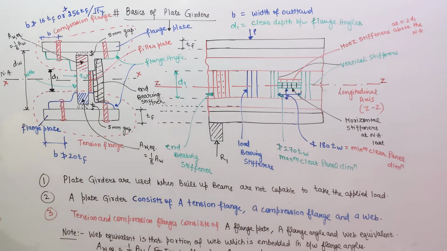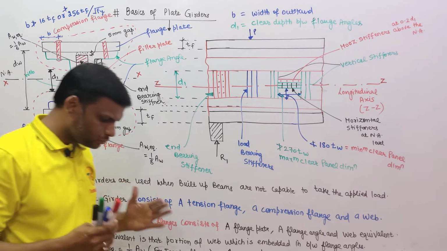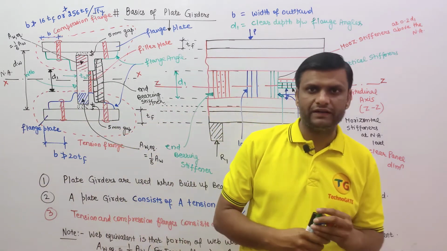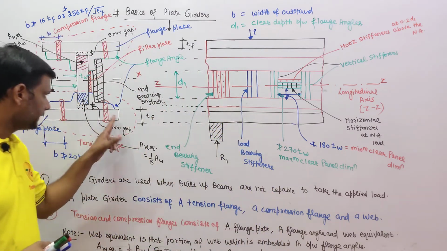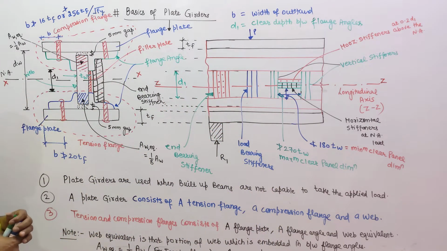Why? For compression flange, area embedded is more because compression flange has to take the applied load effectively, whereas in the case of tension flange, rivets are useless in resisting the applied load. Rivets or bolts are useless in resisting the applied load.